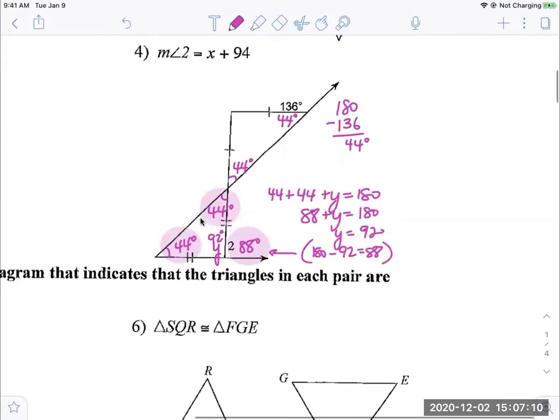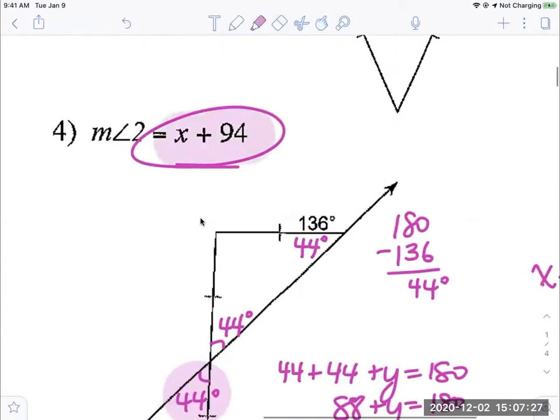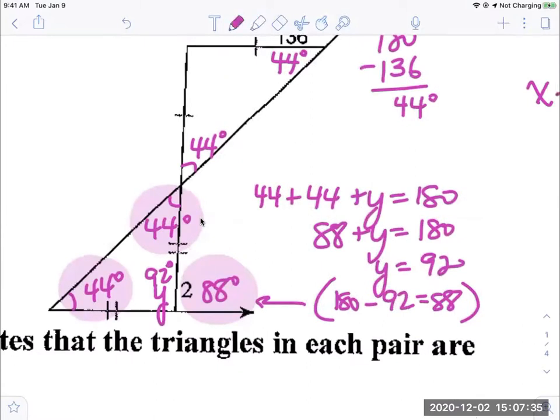Now we were told that the measure of angle 2 is x plus 94. So x plus 94 is equal to 88, and that makes x negative 6. Notice I didn't do anything with this x plus 94 until I got down to what the actual angle measure is for angle 2. I didn't bother putting x plus 94 down here because it tends to confuse you. If you put x plus 94 there, then you start doing weird things because you get confused. Just use the numbers until you get down to the last part.